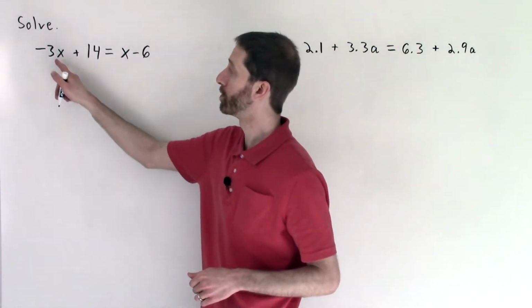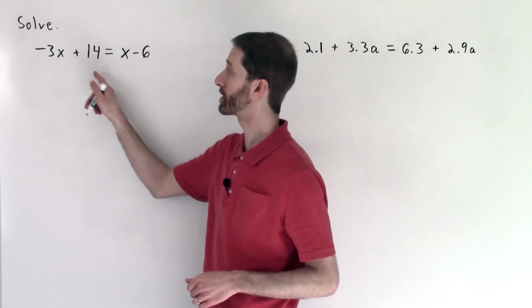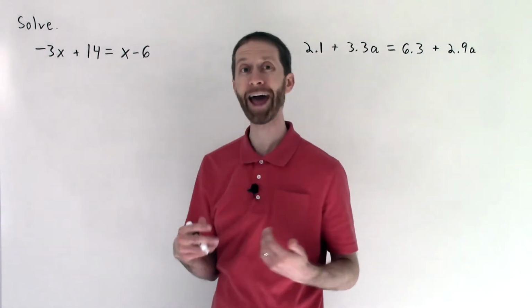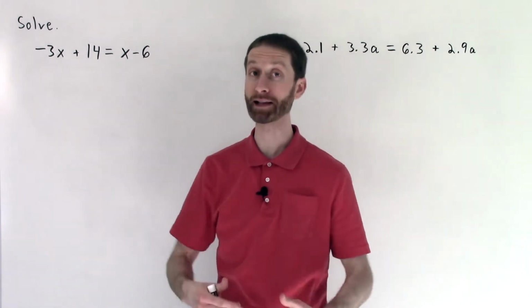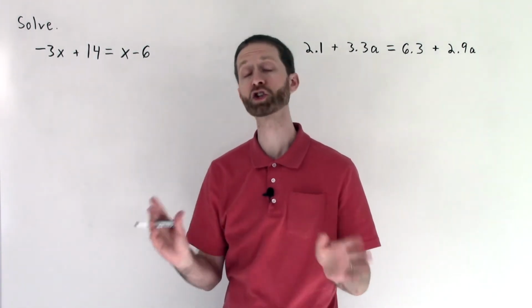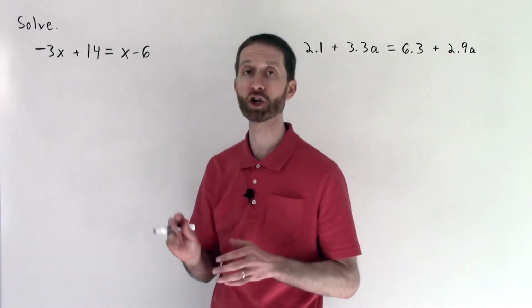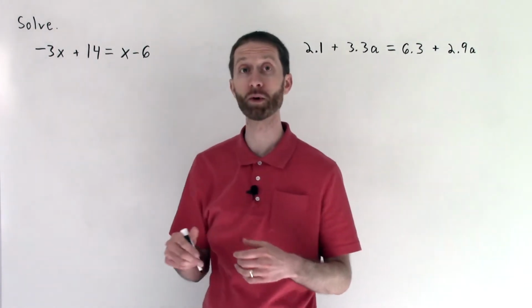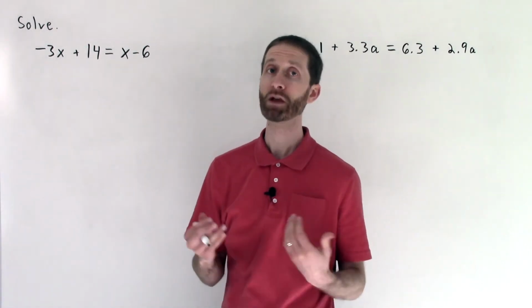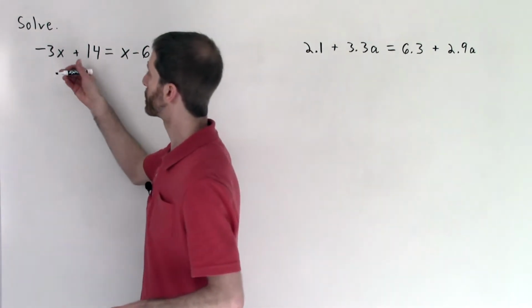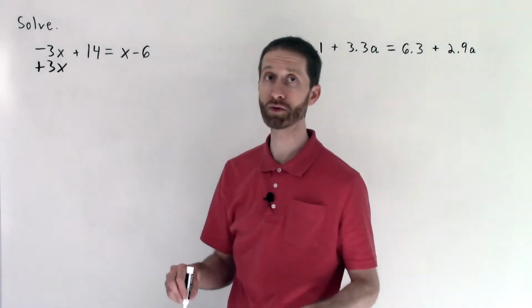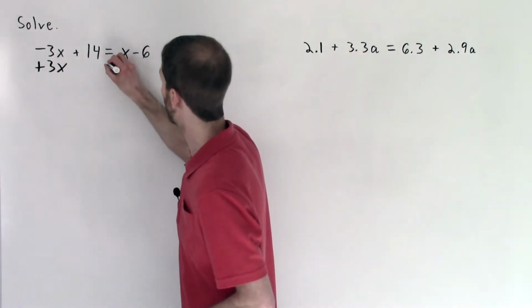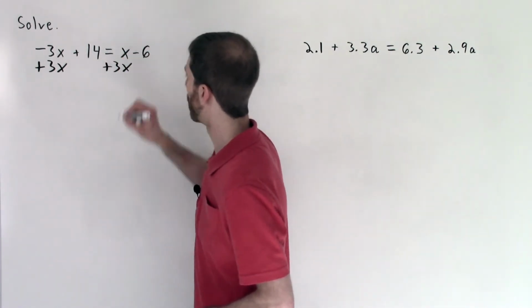I'm going to choose to move this term over to this side because to undo minus 3x, I'd have to add 3x. And adding 3x to a positive x will give me a positive 4x. I like to keep my coefficient, the number in front of the variable, as positive as possible. So I'm going to undo minus 3x by adding 3x. And of course, what I do to one side of the equation, I must do to the other, right? That is the old foundation of all equations.